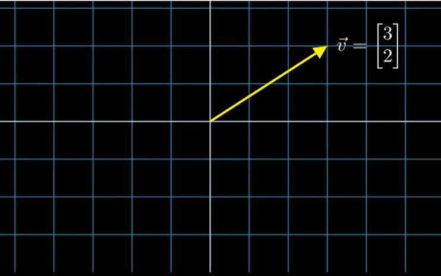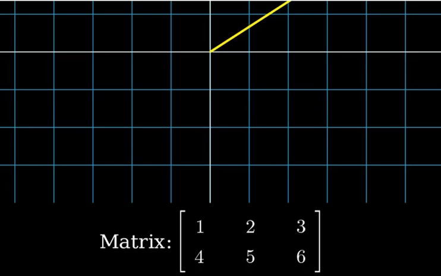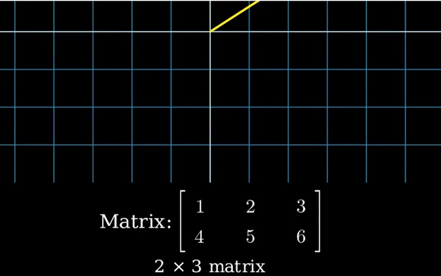Next, let's talk about matrices. A matrix is a rectangular array of numbers arranged in rows and columns. For example, here's a 2 by 3 matrix, meaning it has 2 rows and 3 columns.